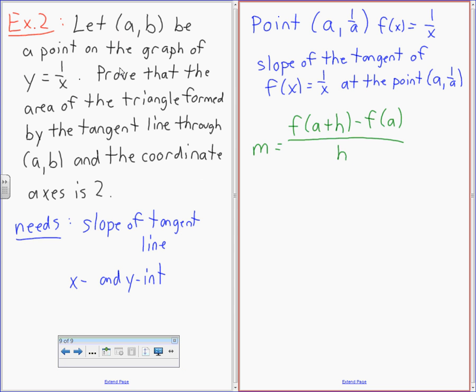Matt, I'm picking on you today to do all these answers, right? Can you sub the numbers in here, please? Go ahead. Okay, so m equals 1 over a plus h, minus 1 over a, over h. Okay. What I'm going to do, and this is the same, guys.